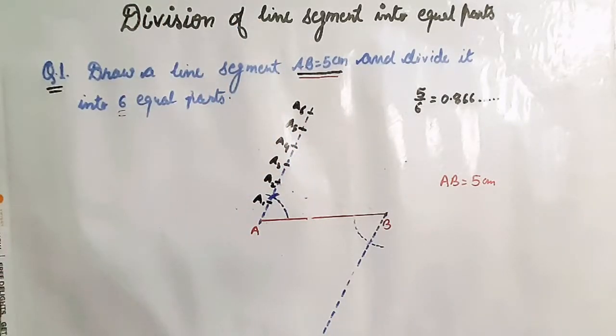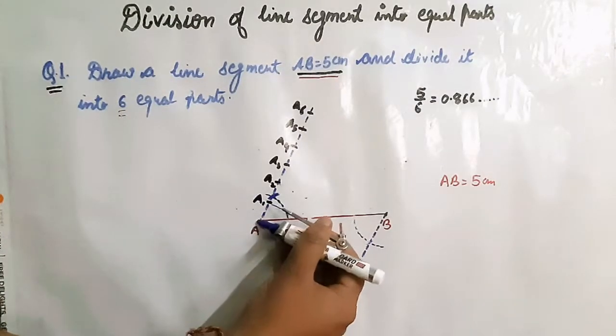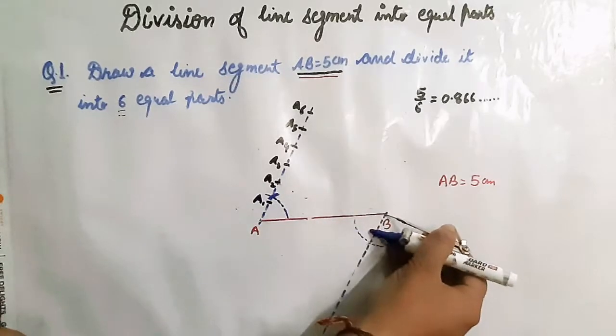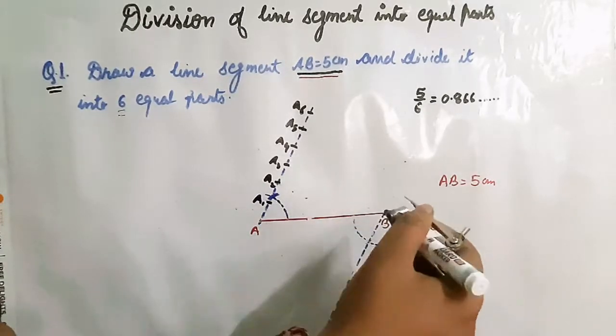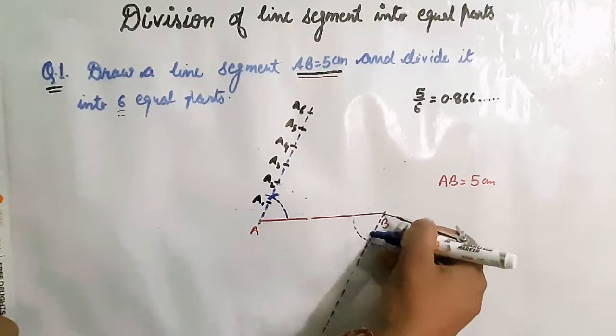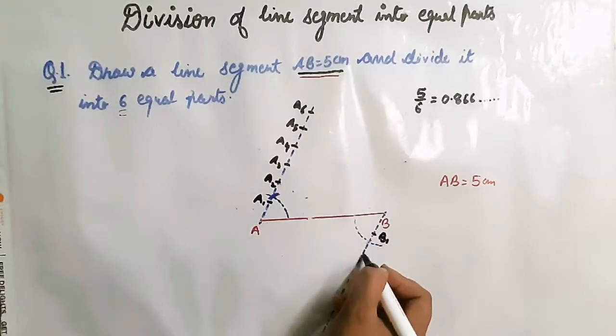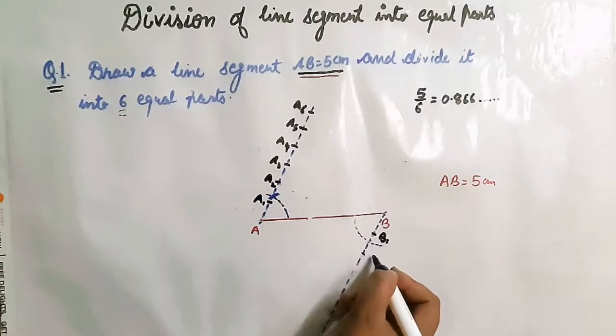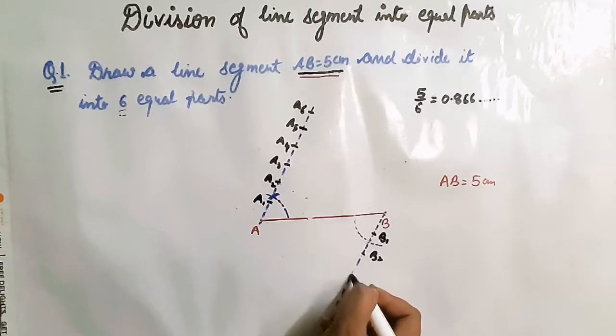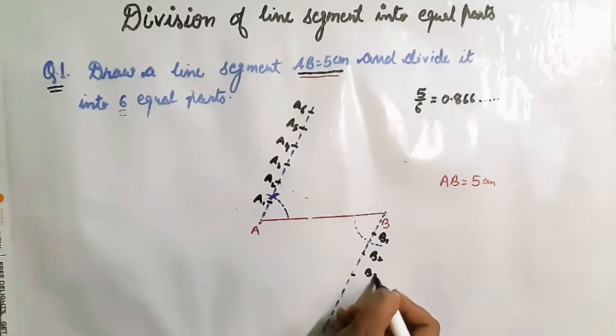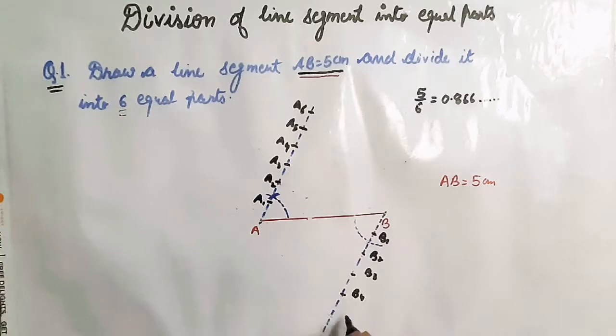The same you have to follow on the arm of angle B, but remember the compass must be the same. So this is the first point, then the second. Let us name them B1, then B2, B3, B4, B5, and then B6.